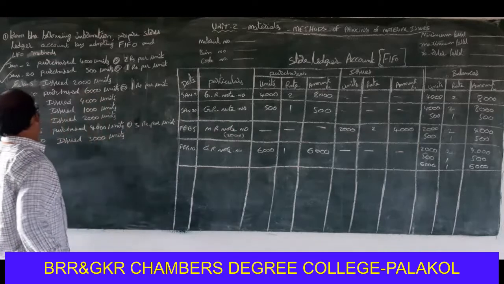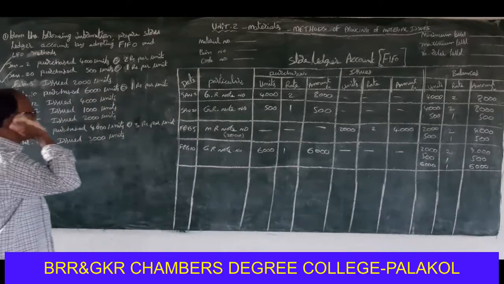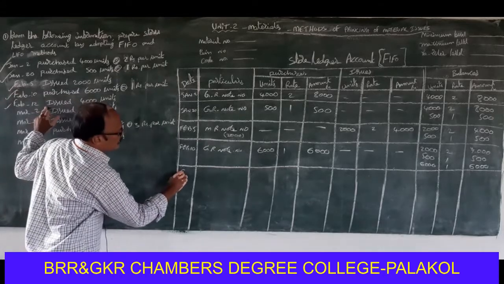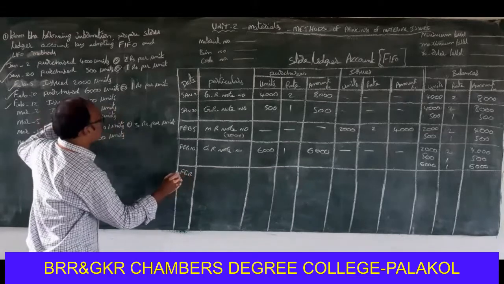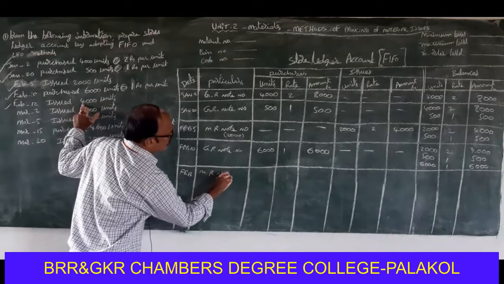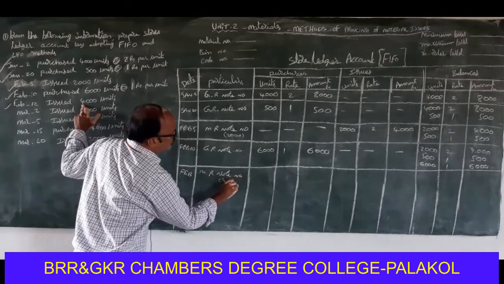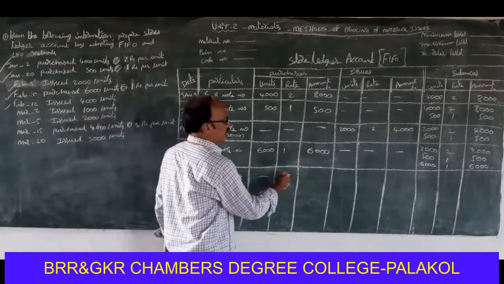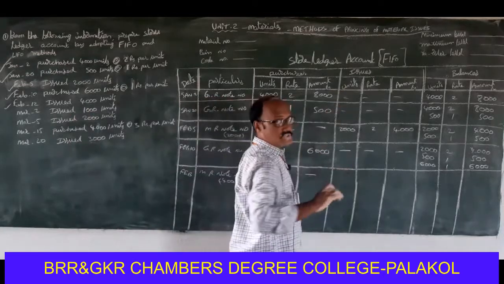Right. Next one, issues 4,000 units. The number of units wanted to issue is 4,000 units. February 10th issues 4,000 units. Issues means material requisition note number. How many units wanted to issue? 4,000 units. So this is the first in first out method. The issues are recorded in the column of issues. First in first out method.